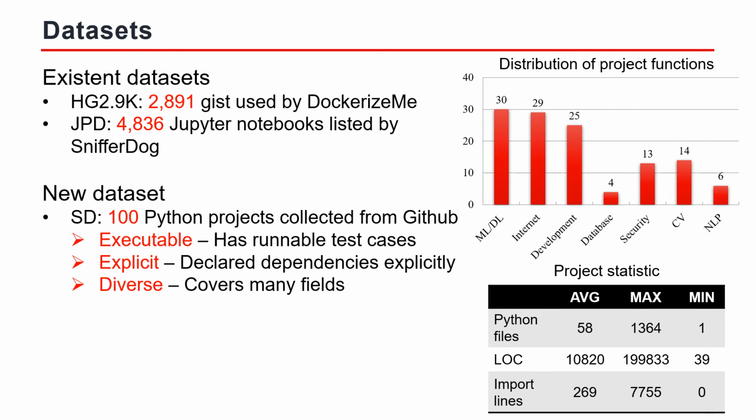We evaluate PyEagle on 3 datasets, HG, SD, and JPD. HG is the dataset used in the previous work Dockerizeme, and JPD contains Jupyter notebooks listed by SnifferDog. To evaluate whether our approach can be used in more complex scenarios, we collect 100 Python projects from GitHub and create an extra dataset, SD. Projects in SD are executable, explicit, and diverse.